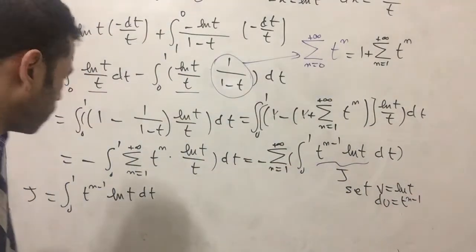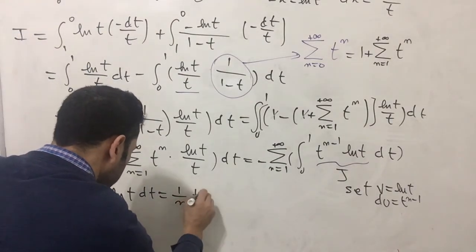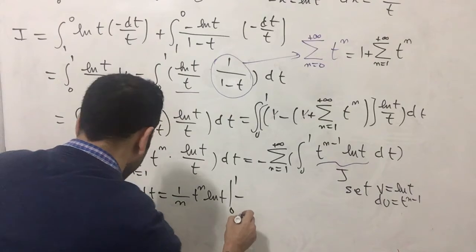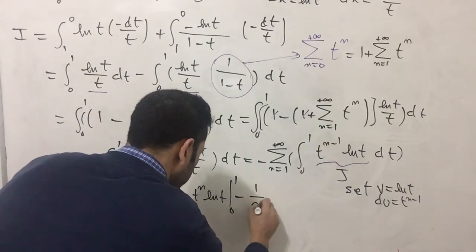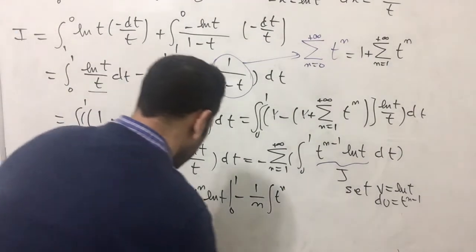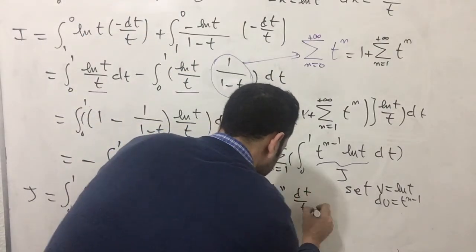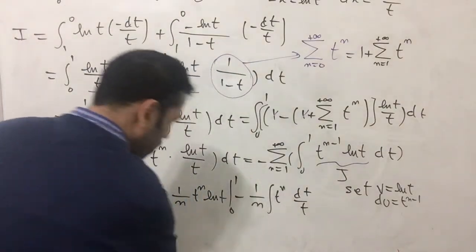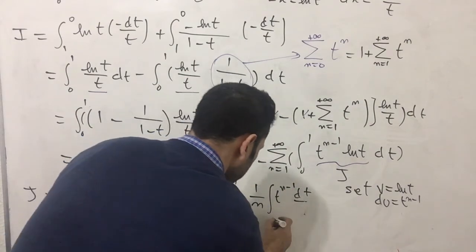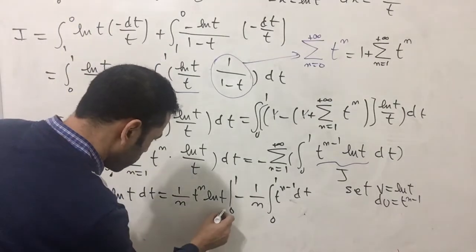Okay, I'm going to apply integration by parts, so I'm going to look for the primitive of this one. I will have 1 over n t to the n multiplied by natural log of t, bounded from 0 to 1, minus another integral, which is 1 over n multiplied by t to the n, because that is the primitive of this one, multiplied by the derivative of natural log of t, which is dt over t. Okay, so one of the t will be cancelled out here and become t to the n minus 1, bounded from 0 to 1.